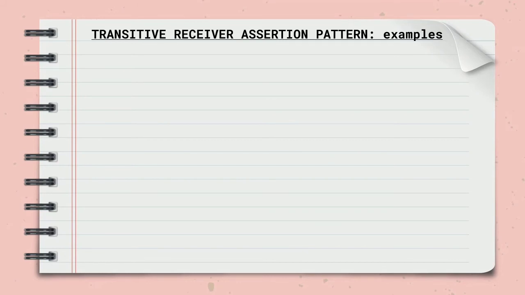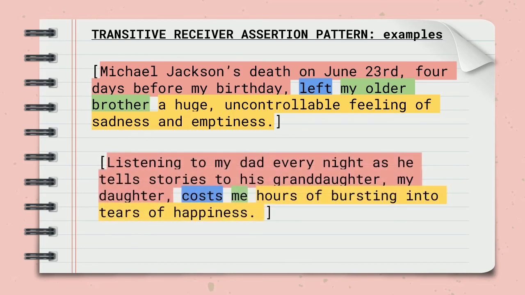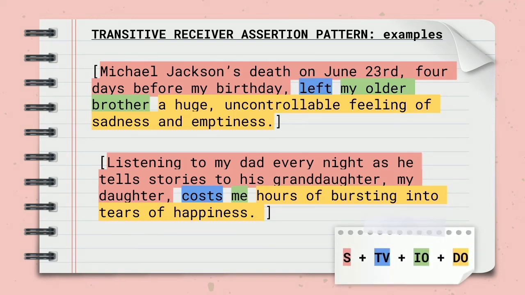In order to exemplify the transitive receiver assertion pattern, we add the green color to show the indirect object. So, in this sentence, Michael Jackson's death on June 23rd, 4 days before my birthday, left my older brother a huge, uncontrollable feeling of sadness and emptiness. We have the subject from Michael to birthday, then the transitive verb left, and my older brother as the indirect object followed by the direct object in yellow. Also, in listening to my dad every night as he tells stories to his granddaughter, my daughter, costs me hours of bursting into tears of happiness. We have the same structure: subject, verb, indirect object, and direct object.